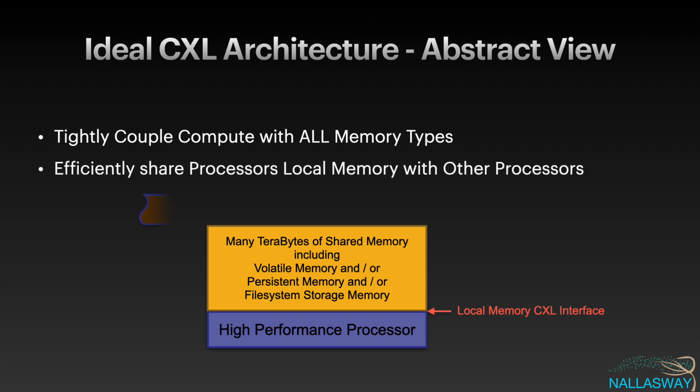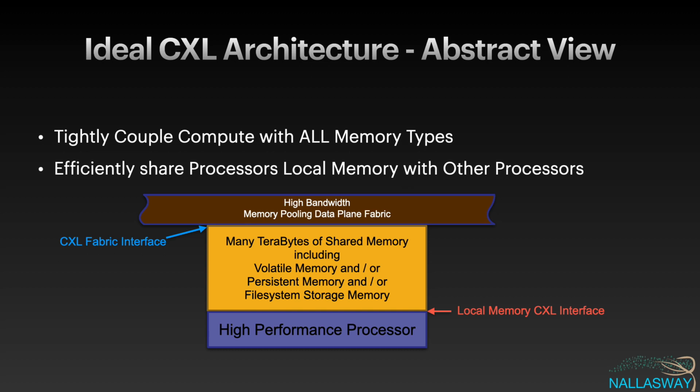But as well as that, we want to be able to efficiently share that processor's local memory with other processors. So we have a high bandwidth memory pooling data plane fabric where we can share those memory resources to everyone else. And that's the CXL fabric interface.